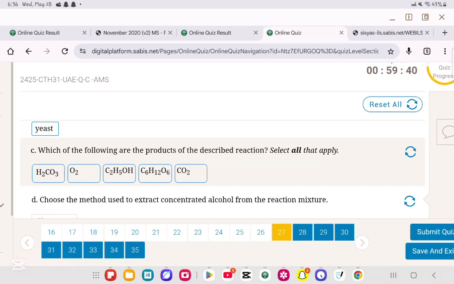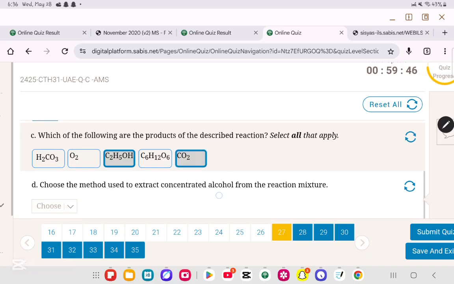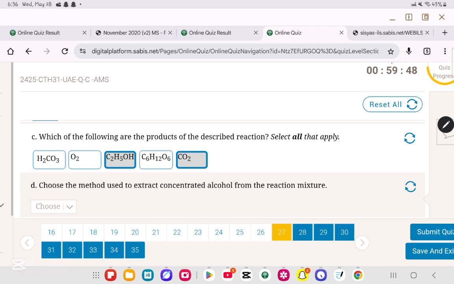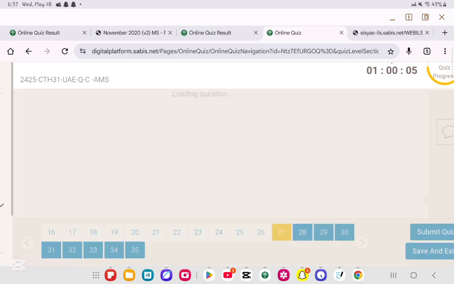What are the products of fermentation? It's definitely alcohol, which is C2H5OH, and carbon dioxide. Now, how do you extract the concentrated alcohol from the reaction mixture? This is done by a process known as fractional distillation. Why? Because alcohol is mixed with other things, for example, water. They have close boiling points, so you will need to use fractional distillation.